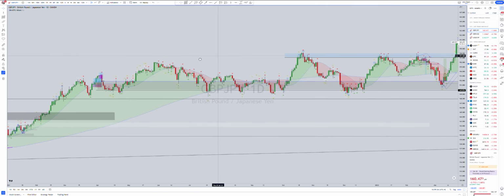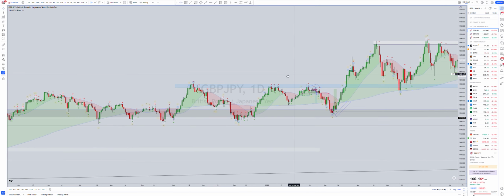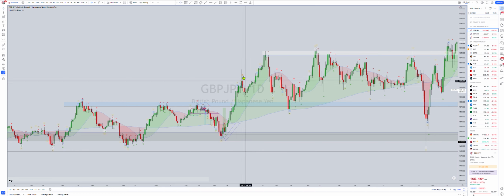Now, you can use it any way you want to. Again, it's an entry signal, so if you want to counter trend trade, this will help you with that. If you want to trade in the direction of the trend and wait for pullbacks, this will help you with that. Pullback here, you would have lost this one.